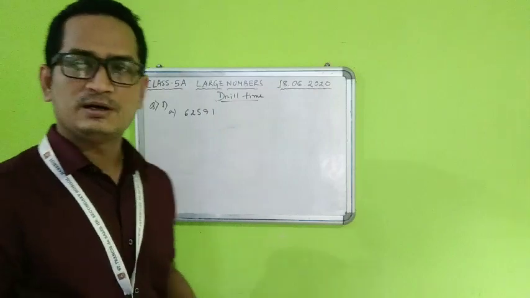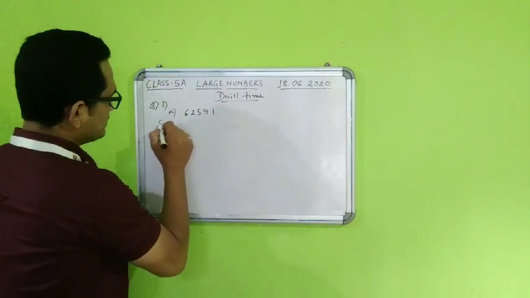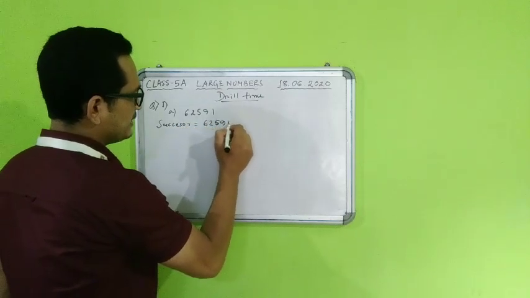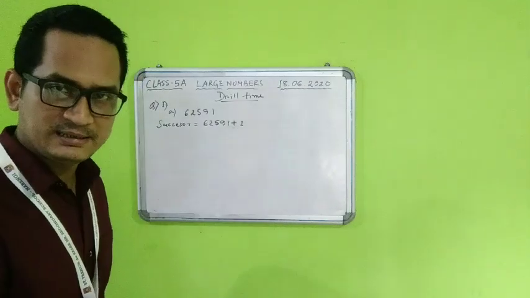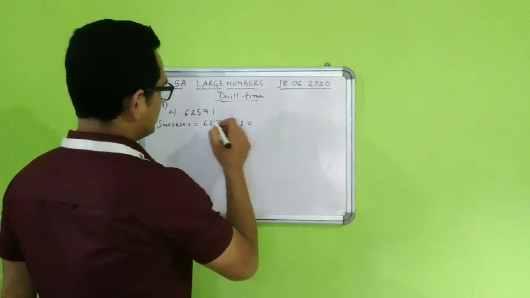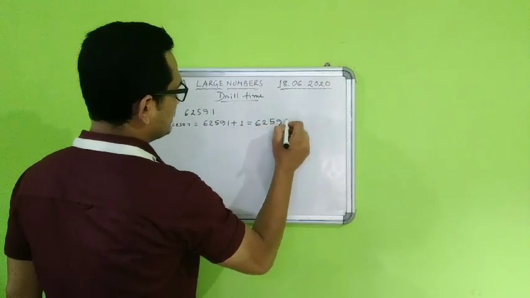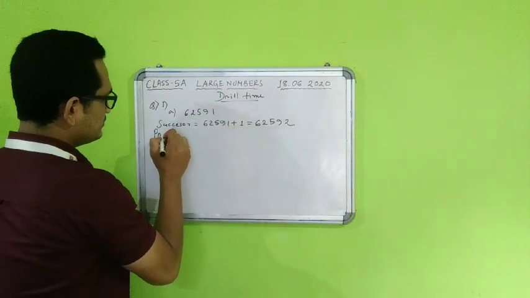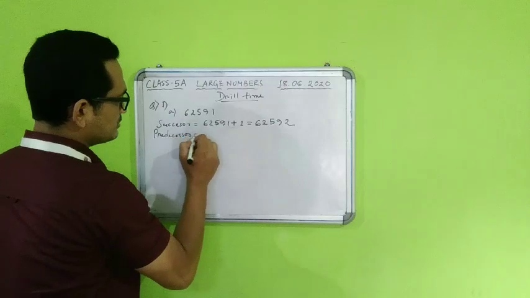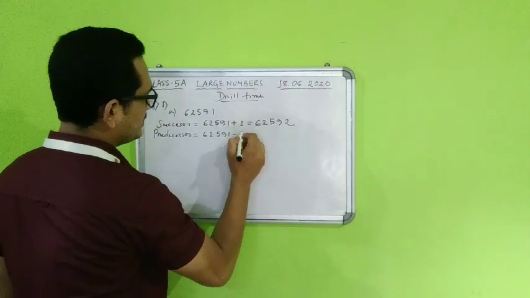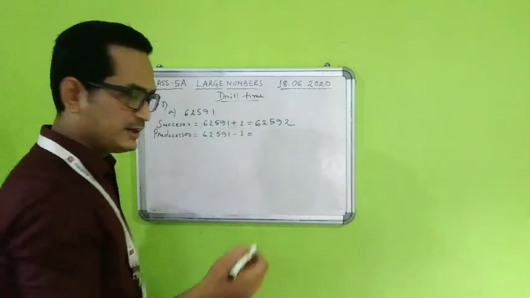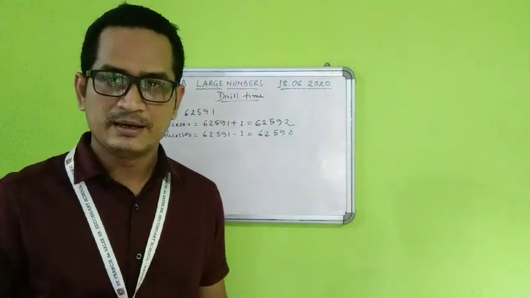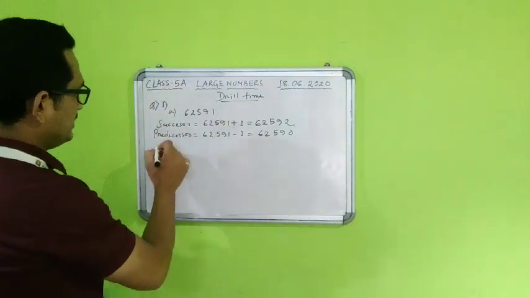Question number 1, part A, that is 62,591. Now what will be its successor? It will be 62,591 plus 1. We have to add 1 with this, so definitely we will get the successor. So what will be the number? 62,592. Obviously if you add 1, 91 will become 92. And what will be the predecessor? So predecessor, we have to do 62,591 minus 1, and when we do minus 1 we will get 62,590. So these 2 will be the answer of part A.